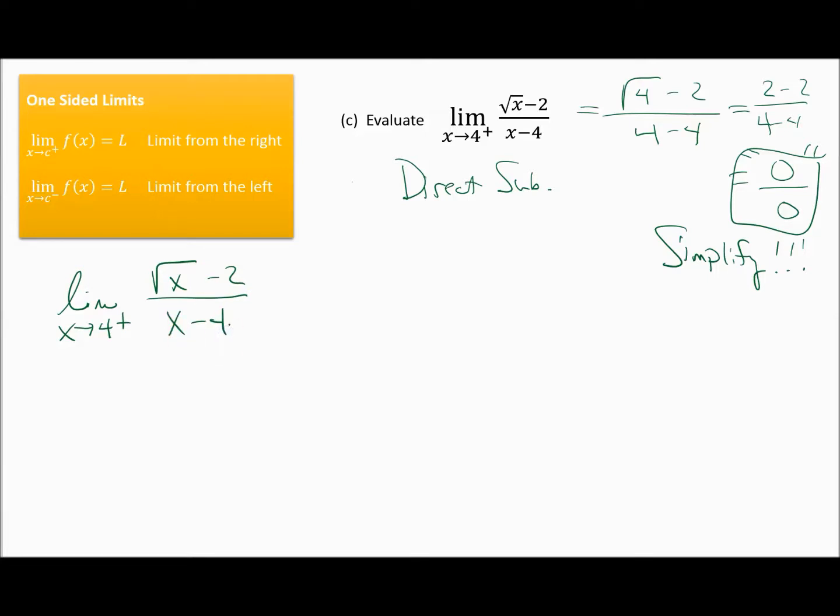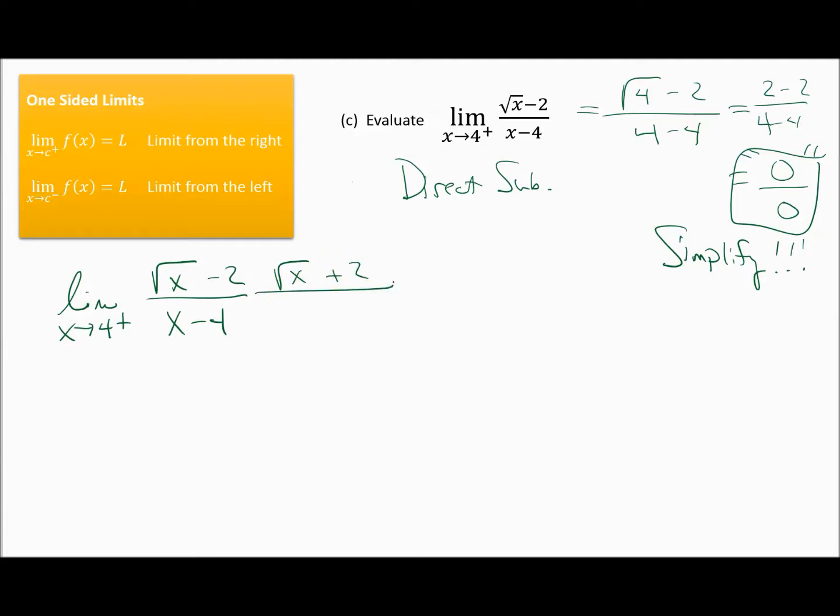Now the idea when you have a square root like this is to multiply by the conjugate of the factor that has the square root in it. So what is the conjugate of the square root of x minus 2? It's the square root of x plus 2.